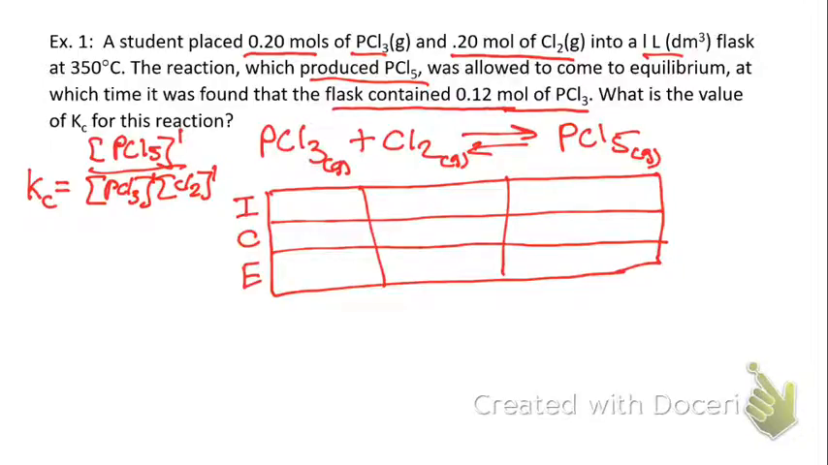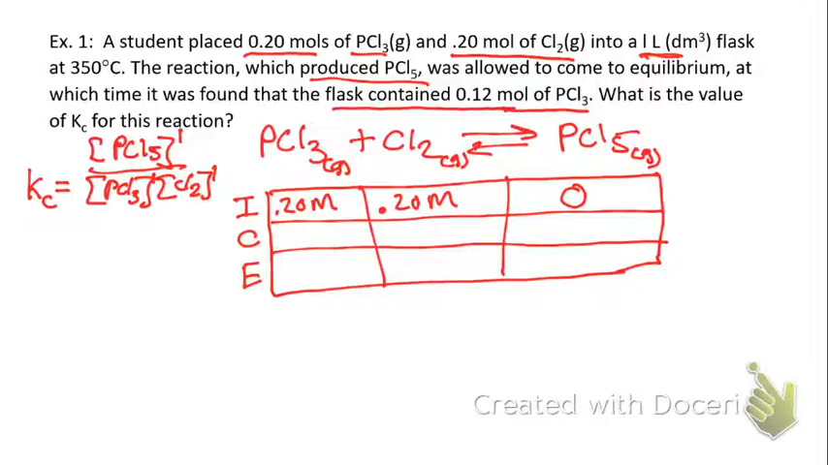Now next I'm going to start filling in what I know for my ICE table. I know my starting concentrations, which are 0.2 moles divided by 1 liter to get us in moles per liter, is just going to be 0.20 molarity. Same thing with my Cl2. My initial concentration of my product will be 0. Haven't made any.